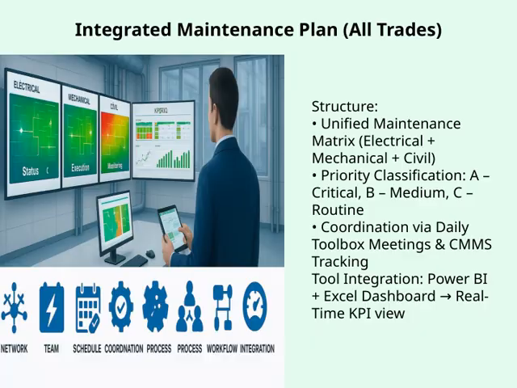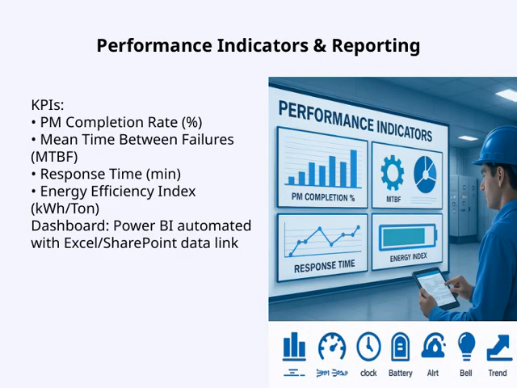Let's take a closer look at performance indicators and reporting. Here, we focus on some key KPIs that help us gauge how well our operations are running. First, the PM completion rate, expressed as a percentage, shows how effectively we're completing our planned maintenance tasks on time. Then, we have the mean time between failures, or MTBF, which measures the average time between equipment failures. This helps us understand reliability over time.